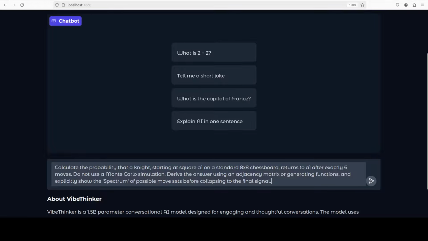So what I'm going to do is test it out on various prompts which are going to avoid trivia, but they are going to force the model to use its chain of thought capabilities to derive answers it hasn't simply memorized. So the first one, where I am asking it to calculate the probability that a knight starting at square a1 on a standard 8x8 chessboard returns to a1 after exactly 6 moves. And then I'm asking it not to use Monte Carlo simulation and derive the answer using an adjacency matrix.